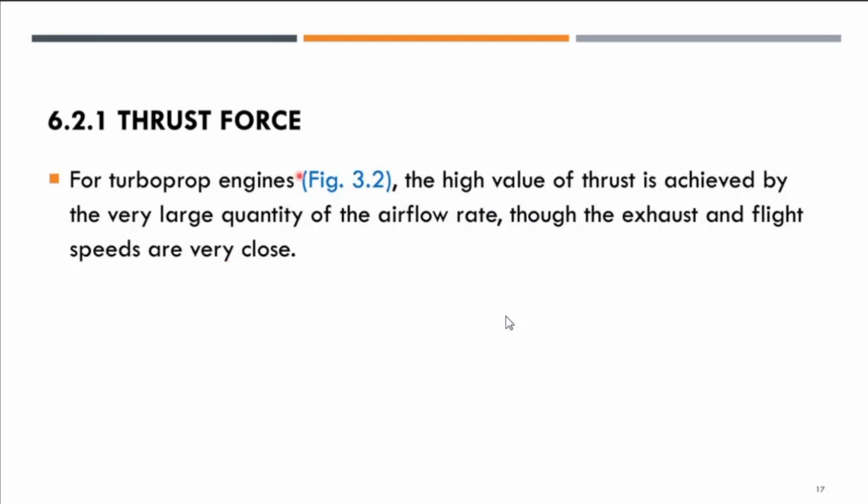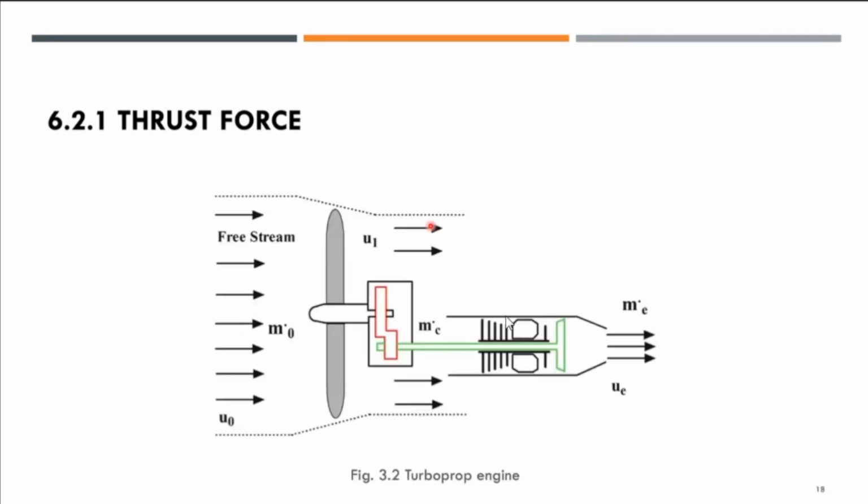Right. Let us go into a typical turboprop engine. Just now is turbofan, figure 3.1. We are going to look into another figure, 3.2. The high value of thrust is achieved by the very large quantity of the airflow rate through the exhaust, and flight speeds are very close. So this is a typical schematic for a turboprop engine.